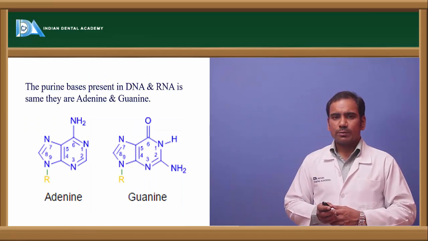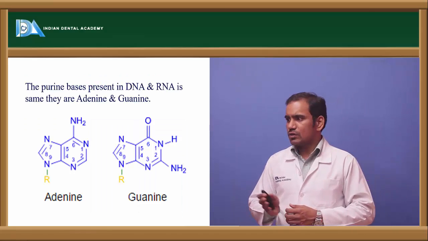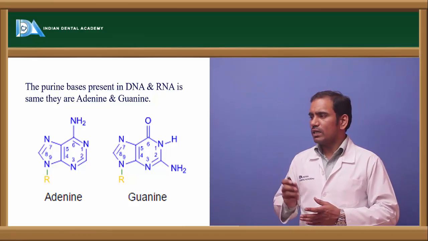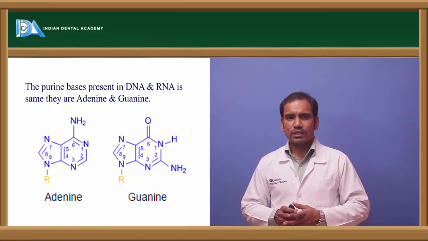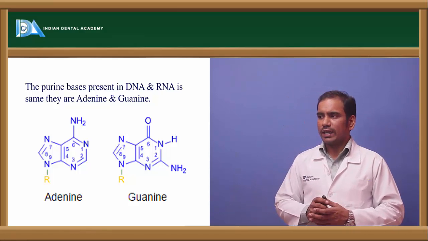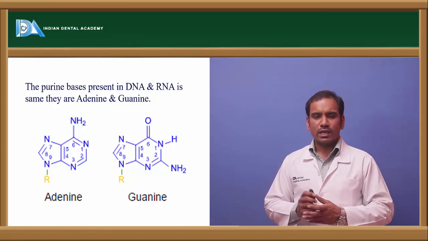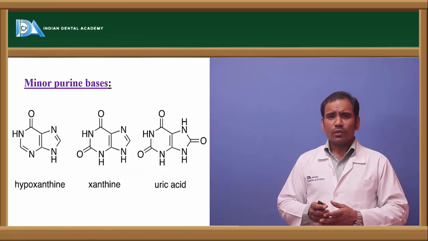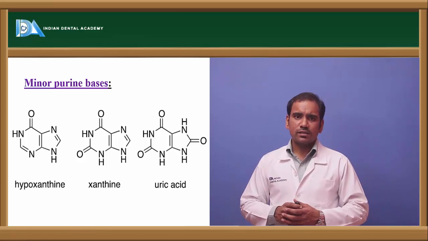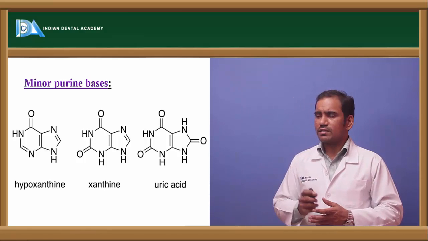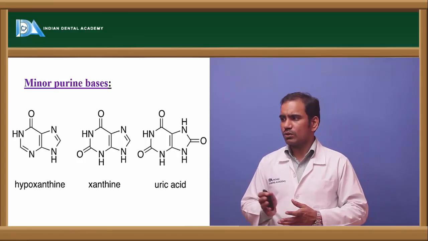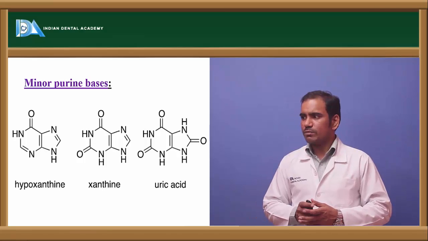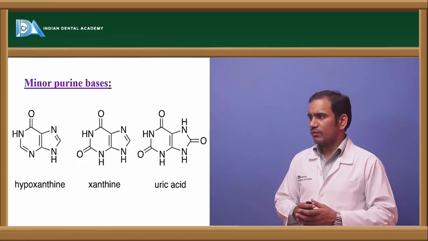And there are two types of purines, adenine and guanine. So what is adenine? Adenine is a 6-amino purine and guanine is 2-amino 6-oxypurine. These two, adenine and guanine, are the purines. They are present in both DNA and RNA. Those two are the major purines, and there are some minor purines present in our body. Those are hypoxanthine and xanthine. These are also purines, but their concentration is very less.